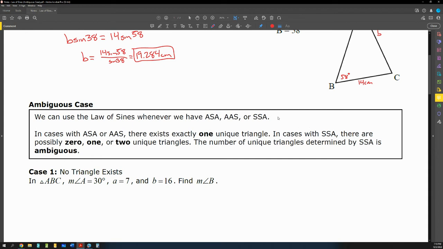In cases where we have side, side, angle, that third case, there are possibly 0, 1, or 2 unique triangles. The number of unique triangles is determined by... side, side, angle is ambiguous, right? So there are instances where we have the information, two sides and an angle in this orientation, side, side, angle, and it's unclear whether or not we have 0, 1, or 2 solutions. So we need to use the law of sines to determine the number of solutions.